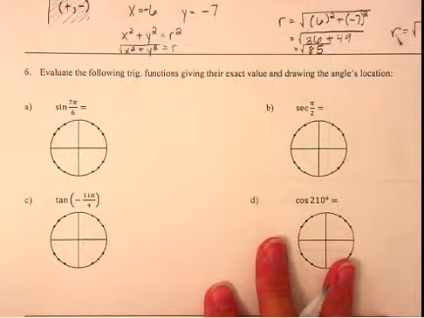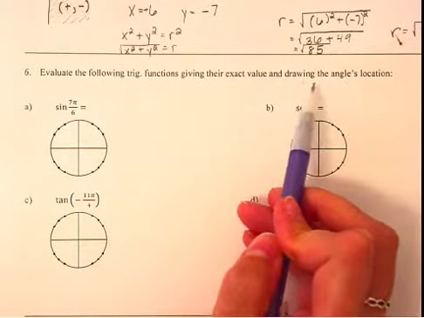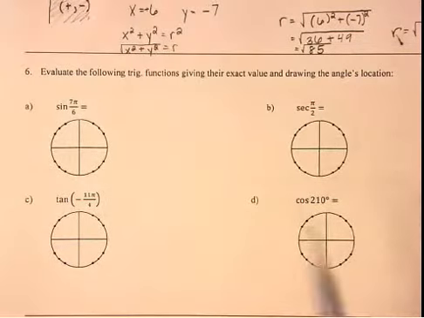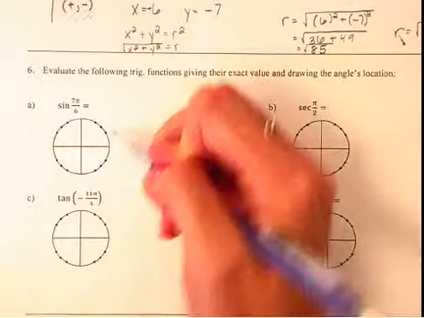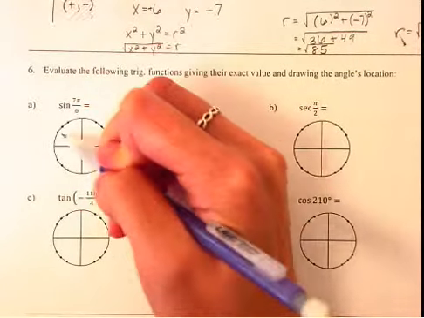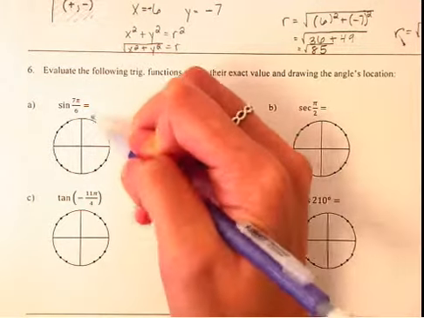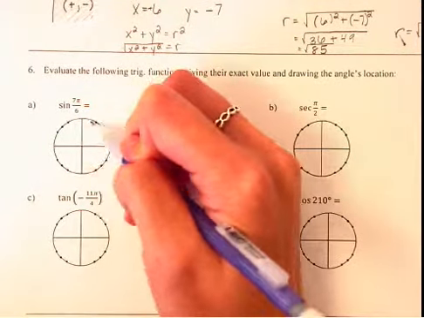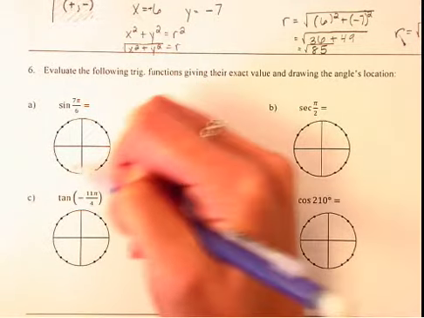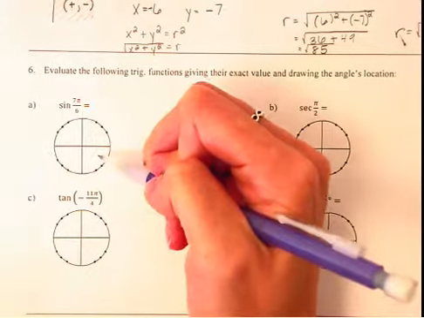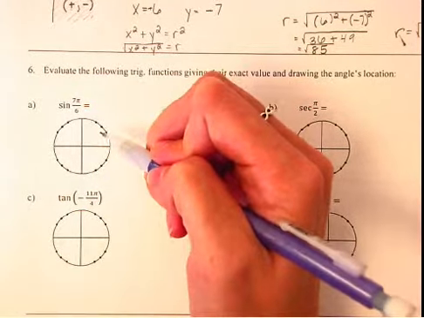To solve number 6, evaluate the following trig functions given their exact value and drawing the angle's location. Okay, so this is very important with drawing the angle's location. It's very important that you know that the angles that are closest to the x-axis are my 30 degrees, or pi over 6, and the angles that are closest to the y-axis are my 60 degrees, or pi over 3. And the ones in the middle are always pi over 4, or 45 degrees. So it's very important that you know specifically which dot you're going to.